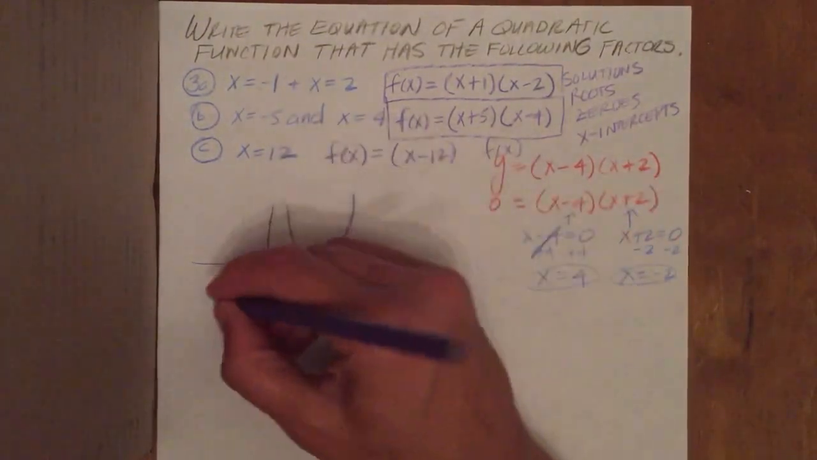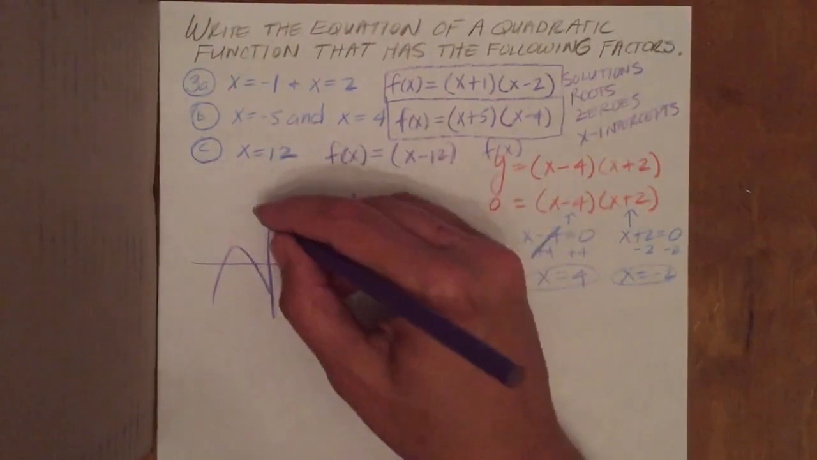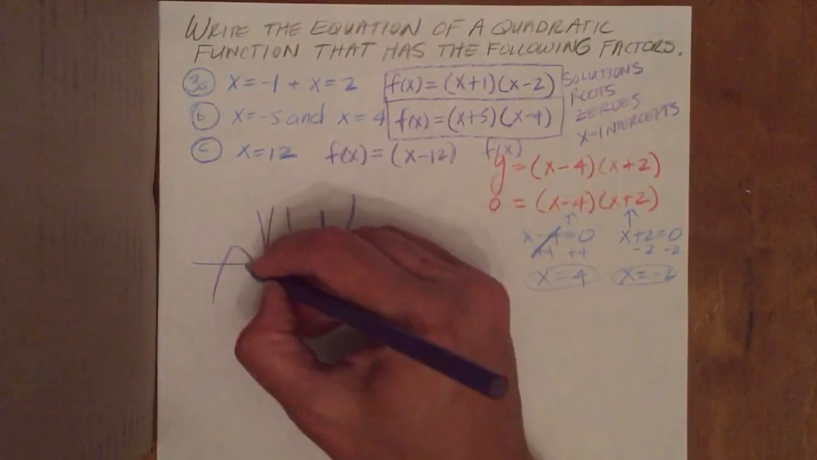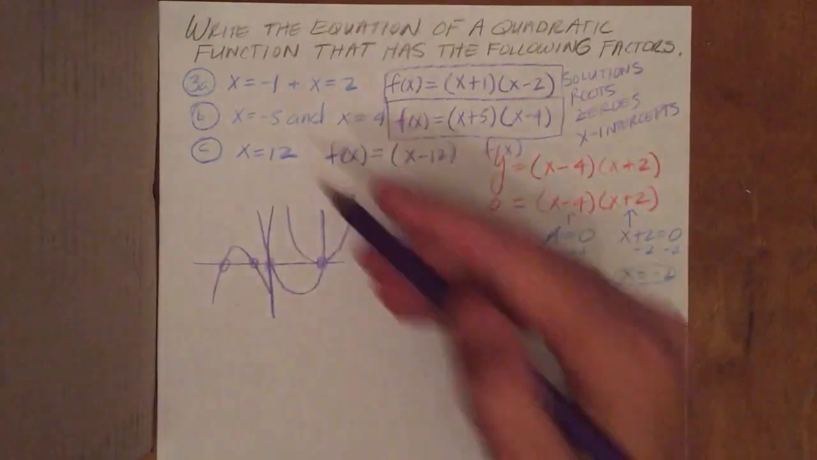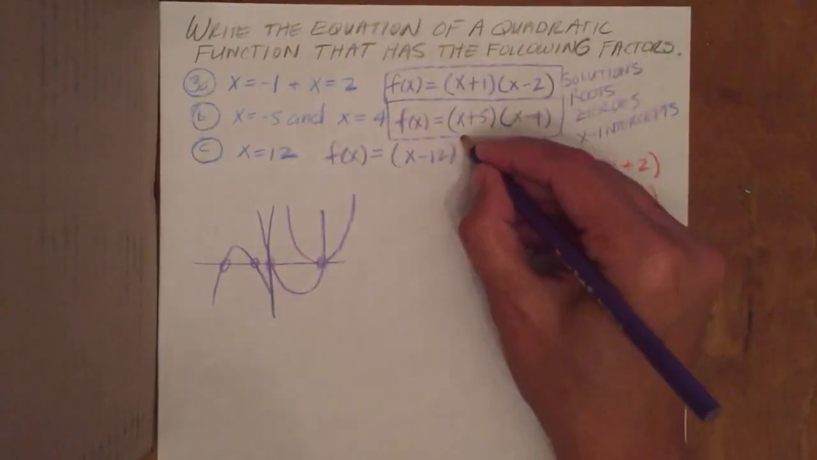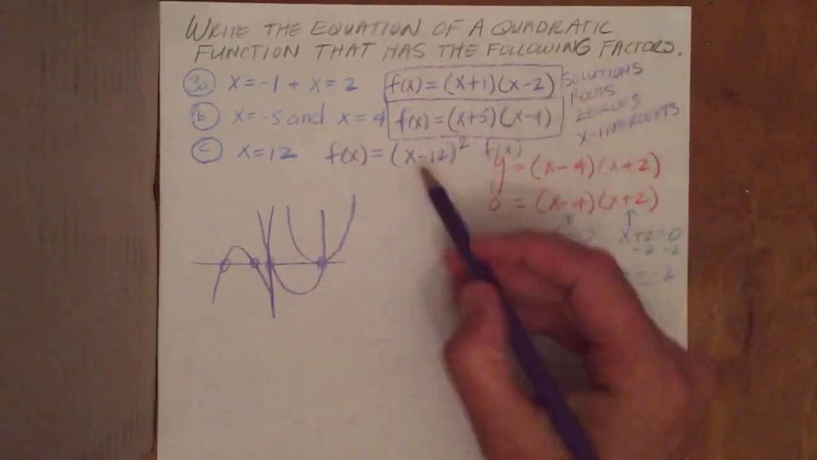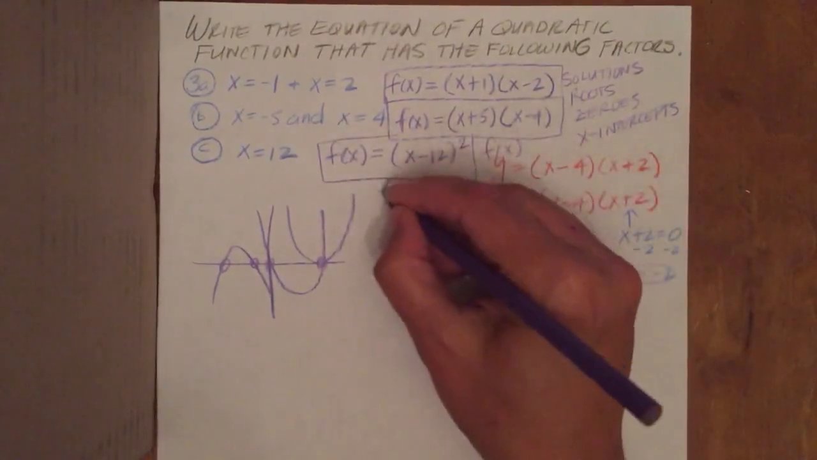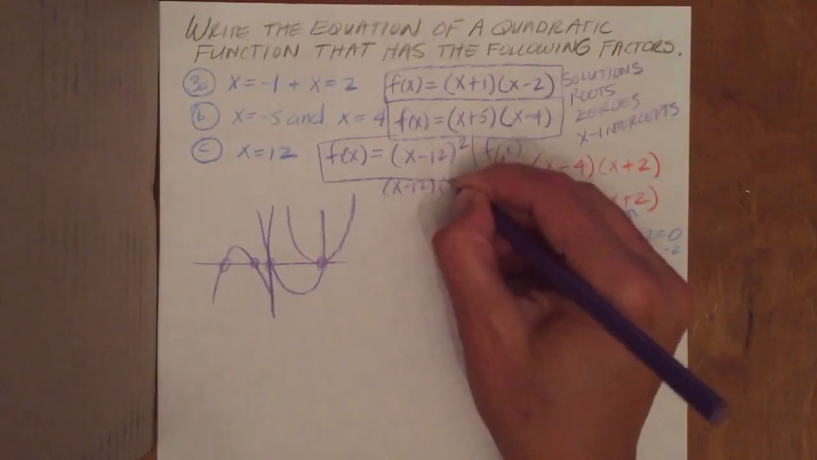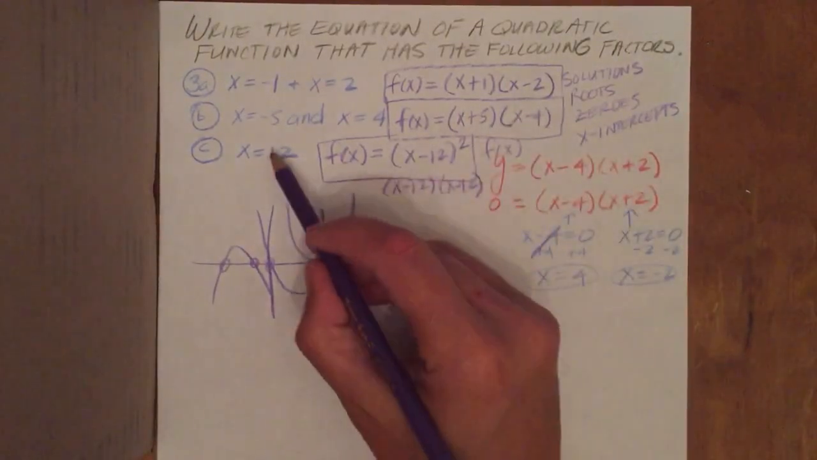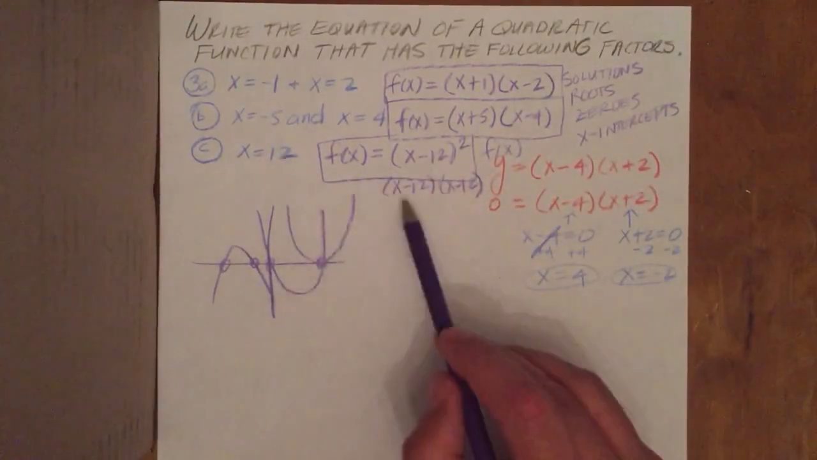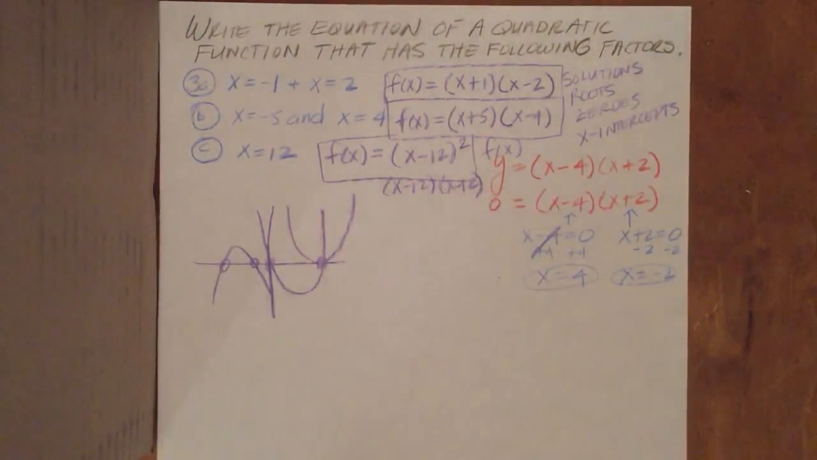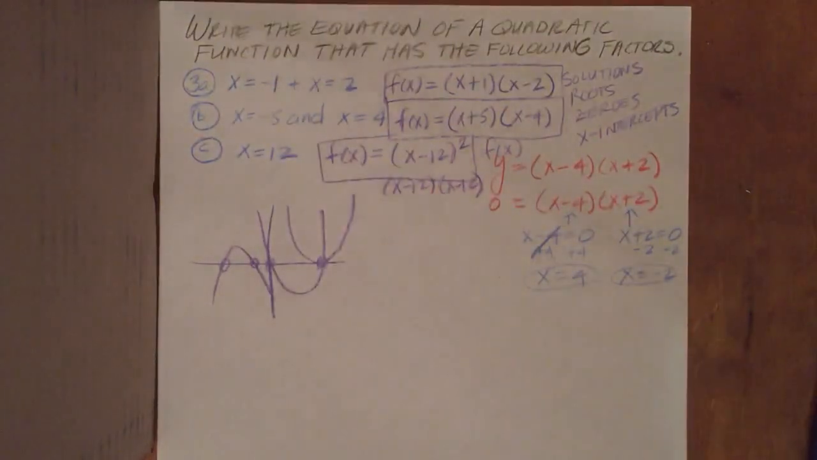These other ones, they could either be this or this, where they're touching the x-axis twice. That's why you have two solutions here and one here. So this means it's x minus 12 squared, which is the same thing as writing x minus 12 times x minus 12. That's why you only have one root, because both factors are the same. So that is how you take the solutions and write the intercept form.